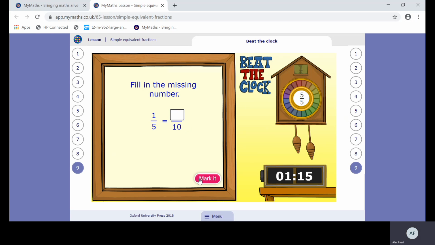5 times 2 is 10. 1 times 2 is 2. I'm going to leave it there.